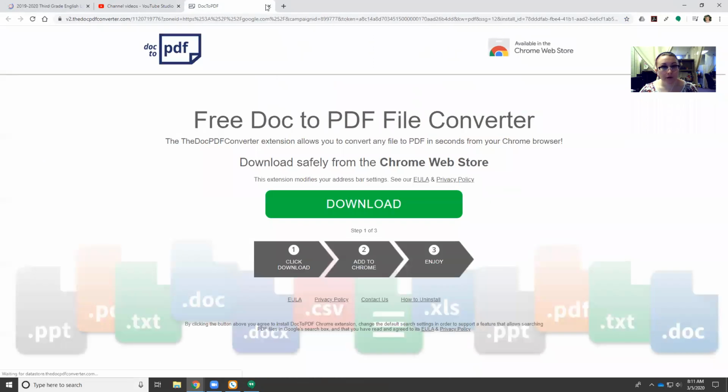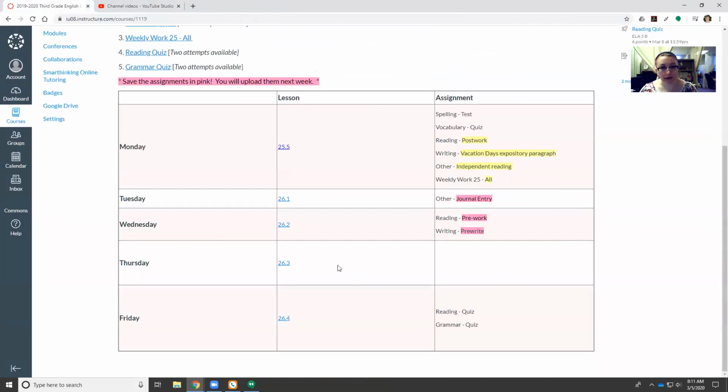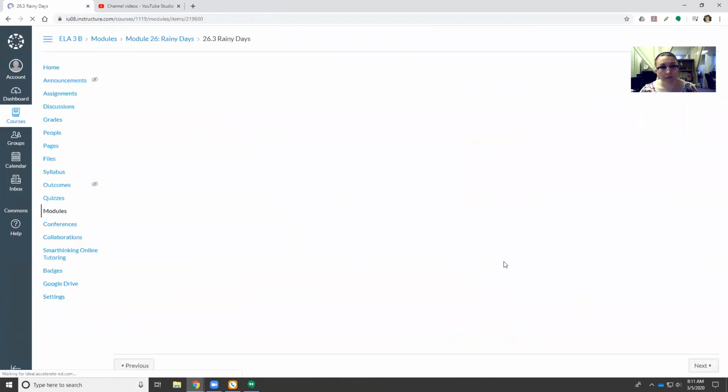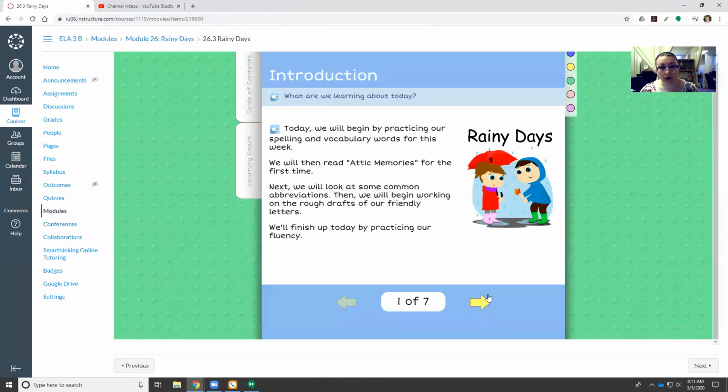English, we are still working on Module 26, Rainy Days. Nothing to turn in today. We're going to start with spelling and vocabulary, have our first read of Attic Memories. Next, we'll look at some common abbreviations, and then we'll begin working on the rough draft of your friendly letter and finish up with fluency.